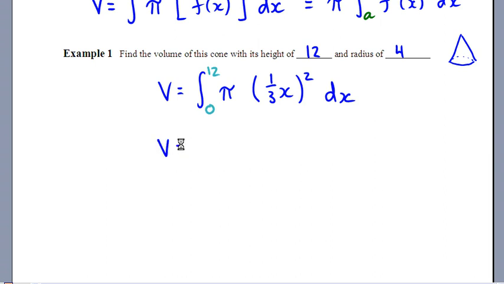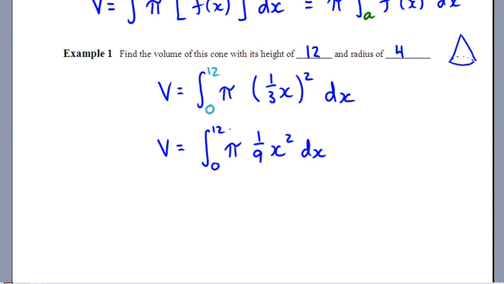This volume, a lot of people just pull the pi out. They don't worry about it. I would simplify this before you get going here. Maybe I'll leave the pi for one more line. I'm going to have a 1/9 x squared. Haven't done any calculus yet. I'm just getting ready to. We'll go from 0 to 12.